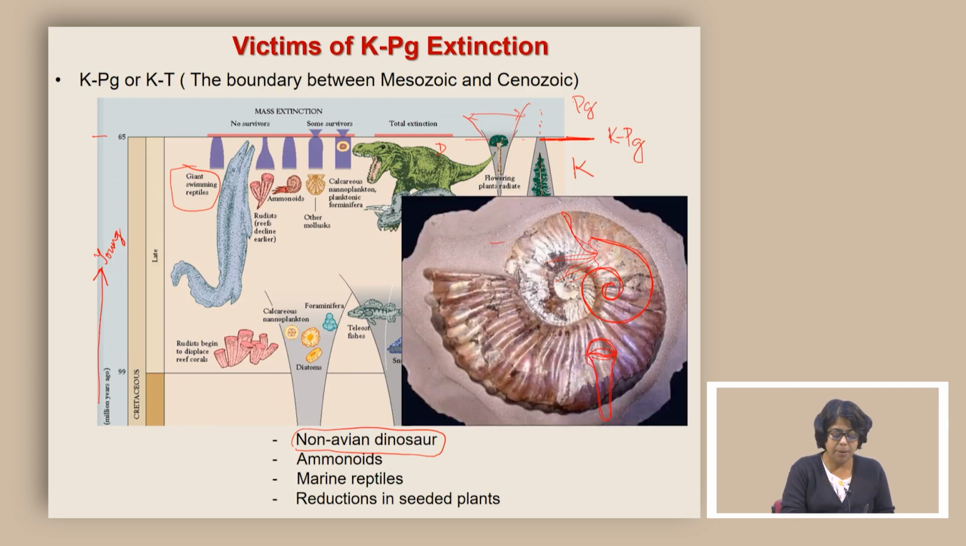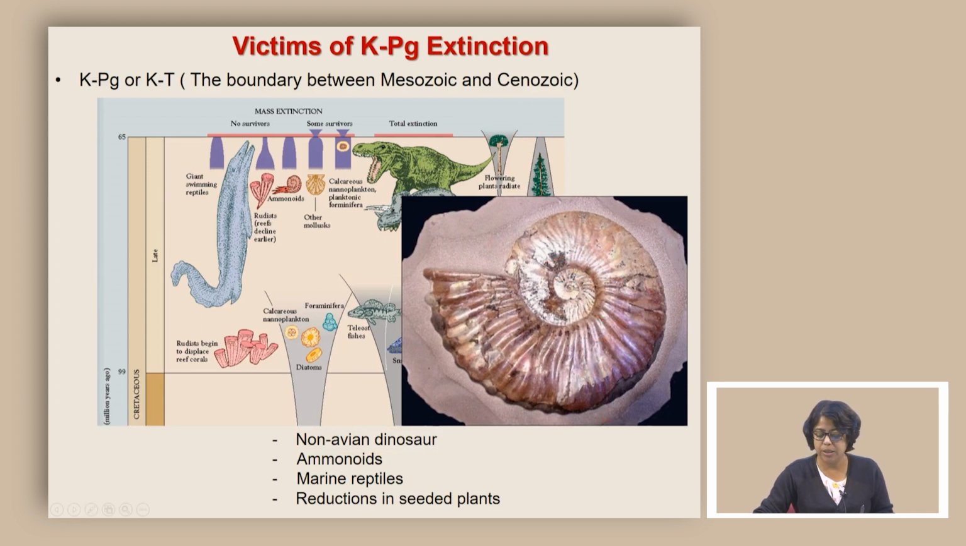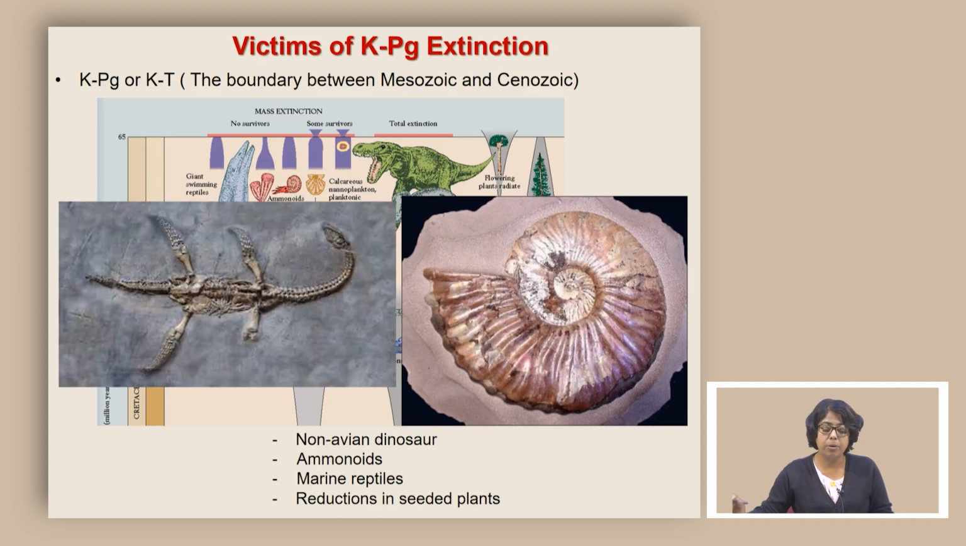So, this is an example of the ammonoid that I was talking about, and all of them went extinct beyond this boundary, and you can see the coiled shape of this particular ammonite. The other group that I talked about was this marine reptile. We do not really see such swimming marine reptiles which are giants any longer in the ocean.